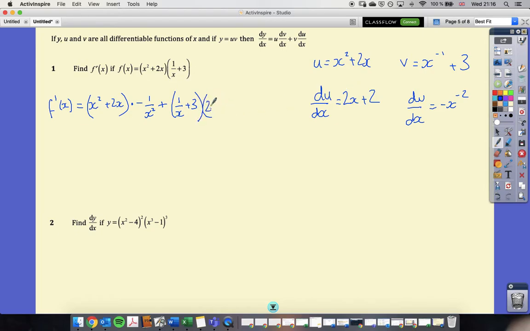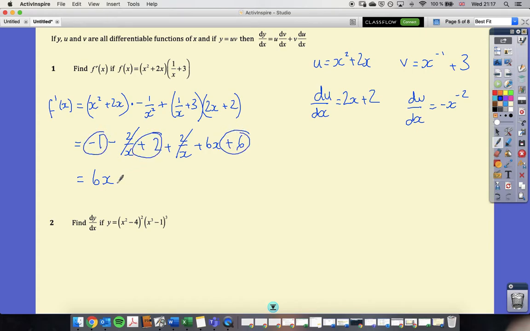times du by dx. Okay, this looks like something that might be worth trying to simplify. I'm going to expand this first of all, which makes negative 1 minus 2 over x, and then I'll multiply out this. I would have 2 plus 2 over x plus 6x plus 6. Okay, those can cancel, and I'm left with 6x, and I've got 6, 2, negative 1 plus 7.